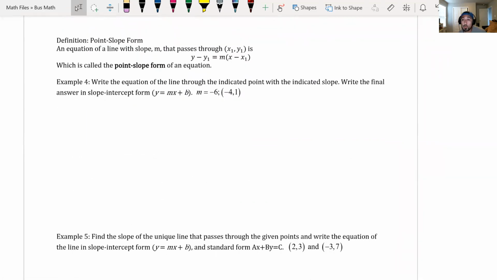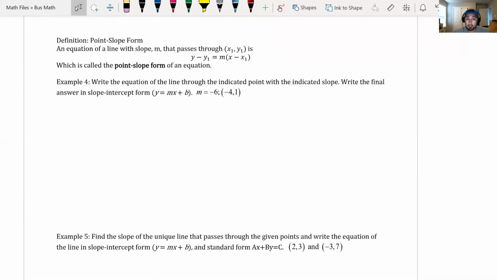Now, in the next example, we will be creating a linear equation given some important information. And we're going to use the point slope formula to help us create that equation. The reason it's called a point slope formula is because all you need to create the line is a point and a slope. That's it. The only two ingredients you need to make an equation of a line is a point and a slope. That's it. Okay, so example 4.